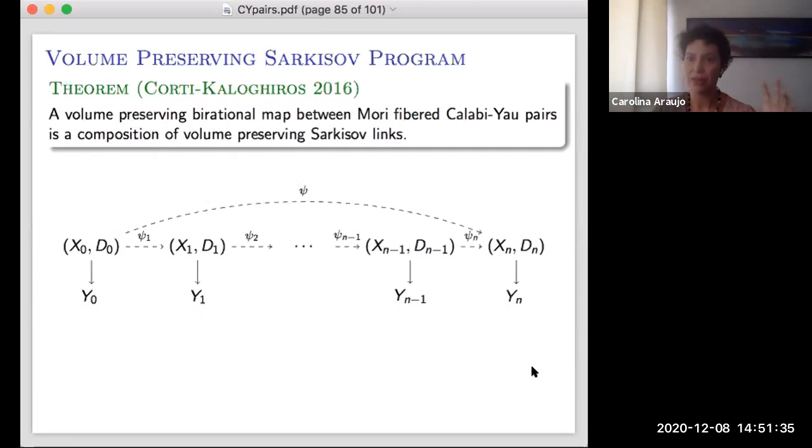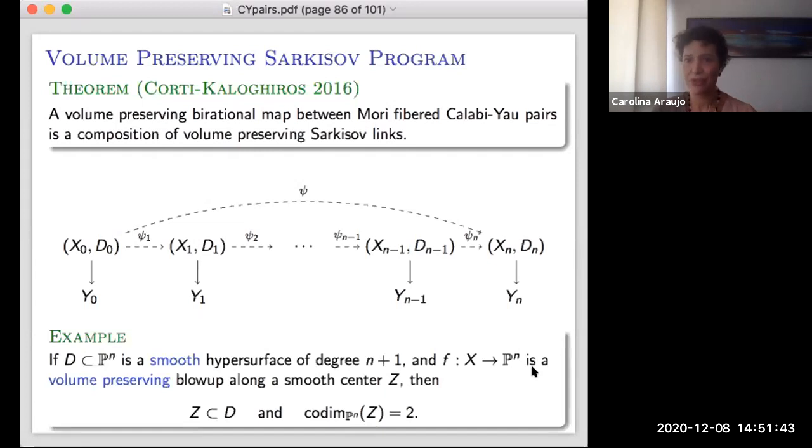So we have here restrictions on the singularities of Xi and the pair Xi, Di. For instance, this is an easy computation one can do: take a hypersurface D of degree n plus one in P^n, a smooth hypersurface, and ask which blowups are volume preserving. It is an easy computation using valuations that if the blow up along a smooth center Z is volume preserving, then Z must be contained in D, and it must have codimension one in D, meaning codimension two in P^n. So this is the only blow up in this case that is volume preserving.